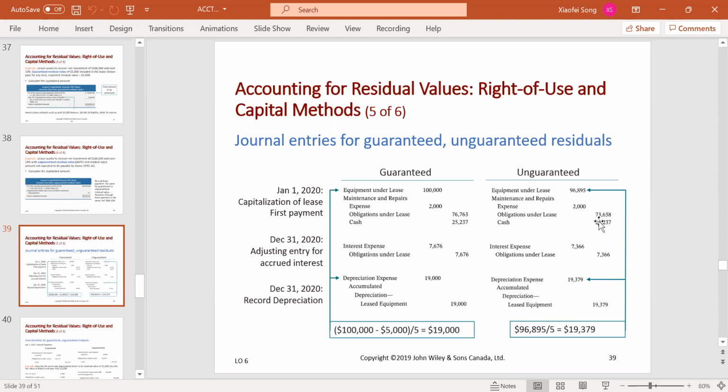So the liability will be less too. Because of that, the interest will be different because the liability balance is different. But the effective interest method is used regardless. So interest expense is debited and then lease liability is credited, or obligation under lease is credited.